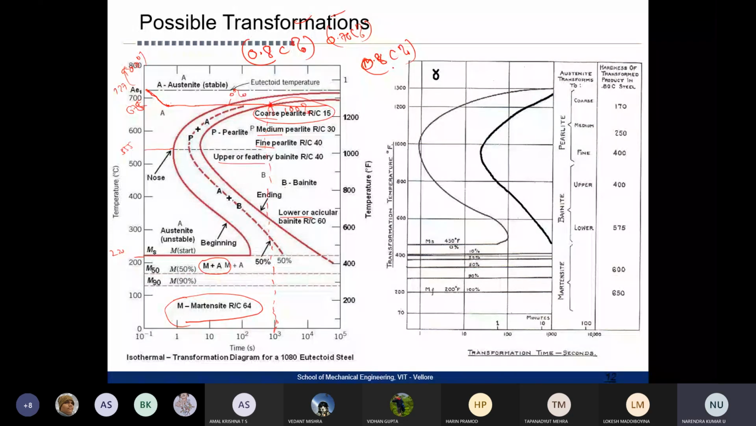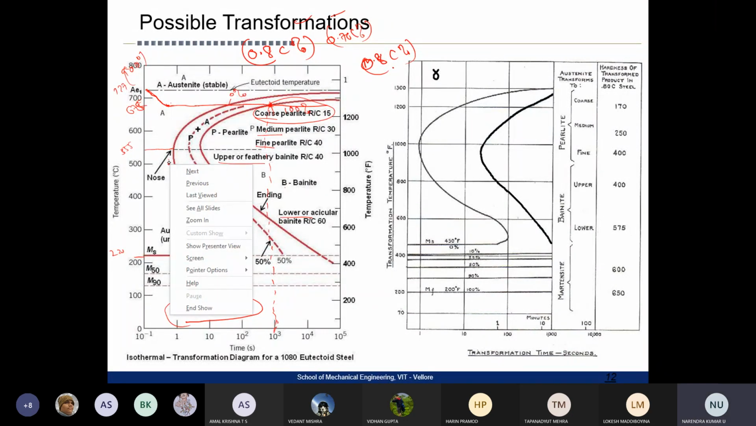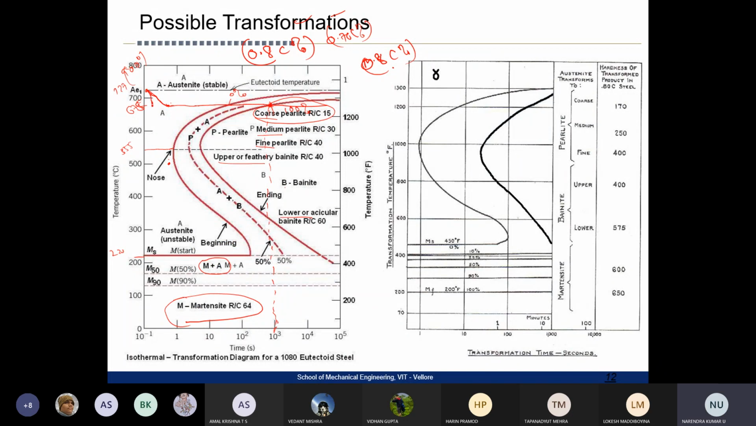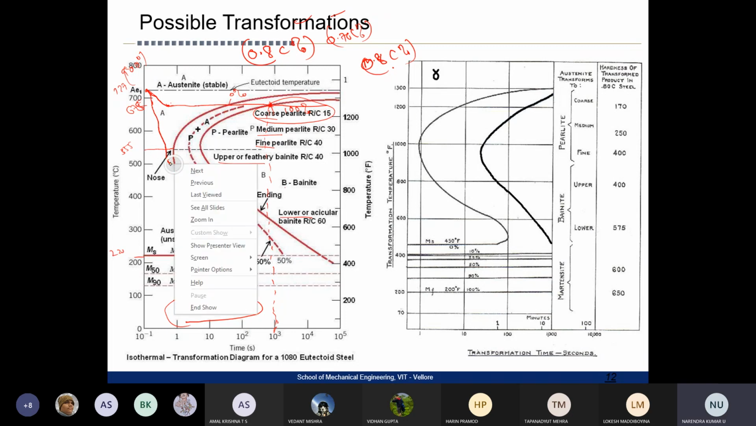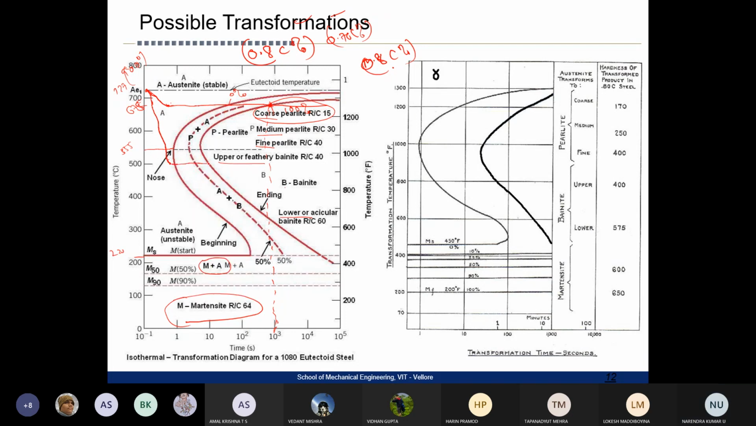Or else, okay, I want only upper bainite. So within 1 second, I have to drop it to, say, 500 or 525, and then keep the temperature constant and allow the transformation to occur. The time duration is 10 seconds. So the moment I drop from 727 to 500 degrees Celsius and keep the sample for 10 seconds, my sample will convert to upper bainite structure.